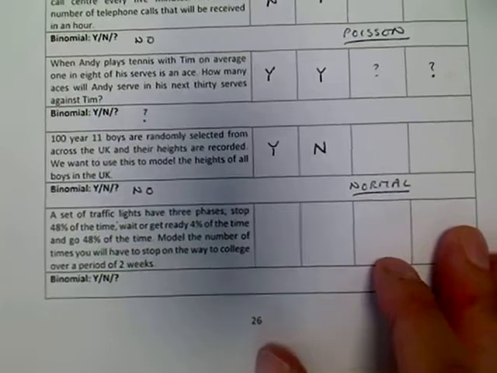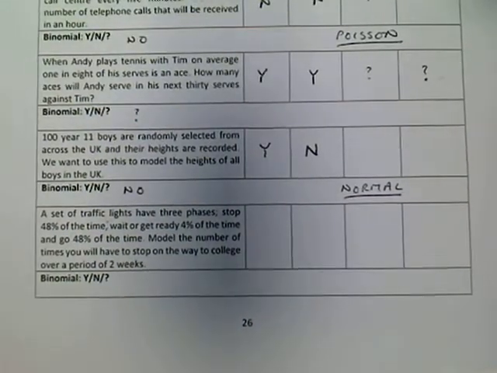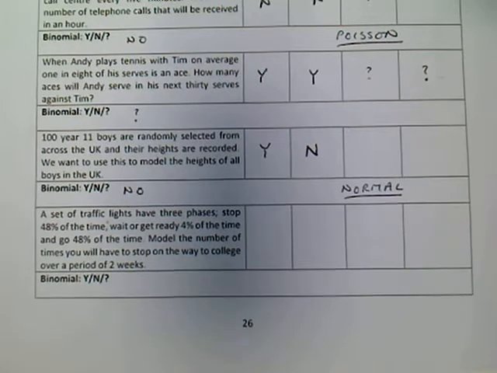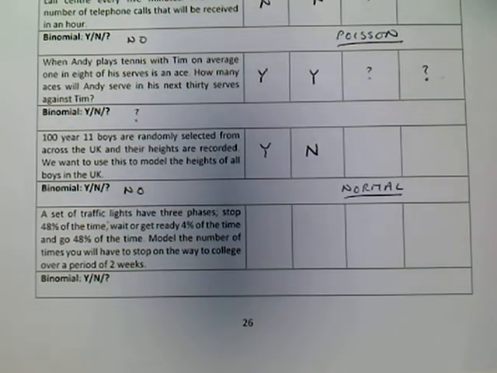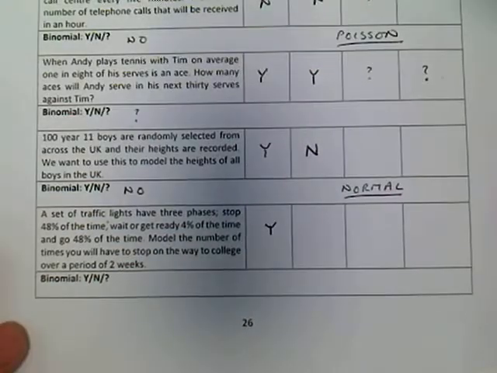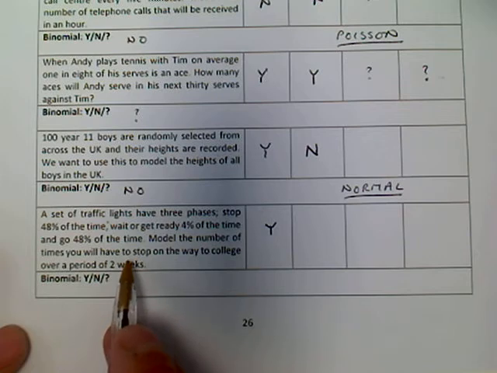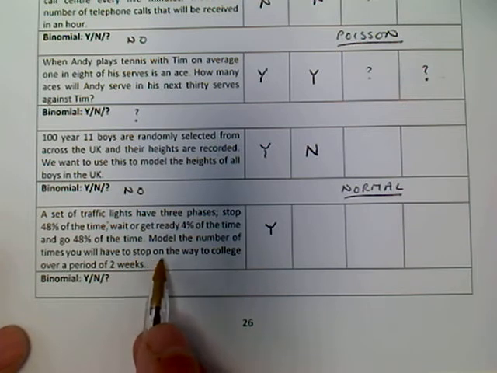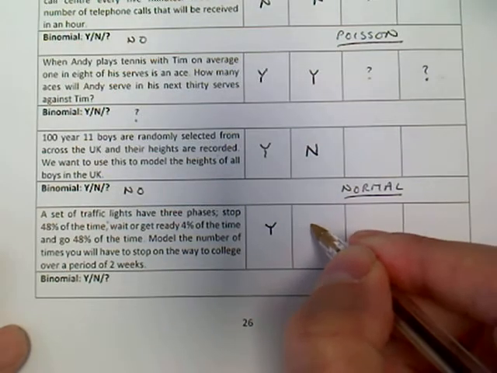And that will be something that you'll be covering a little bit later in the course. Okay. A set of traffic lights have three phases. Stop 48% of the time, wait or get ready 4% of the time, and go 48% of the time. Model the number of times you have to stop on the way to college over a period of 2 weeks. Let's assume that I'm going to college on weekdays. So over a period of 2 weeks, that's 10 days. So I've got a fixed number of trials. Yep, I like that. Exactly two outcomes. So I either stop or go. So that's fine.